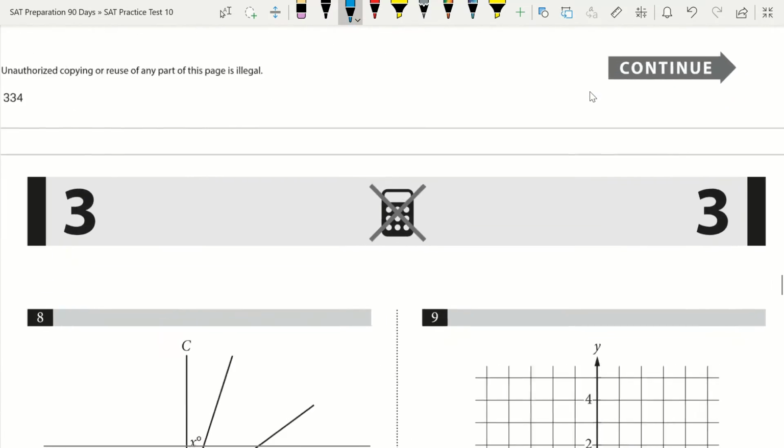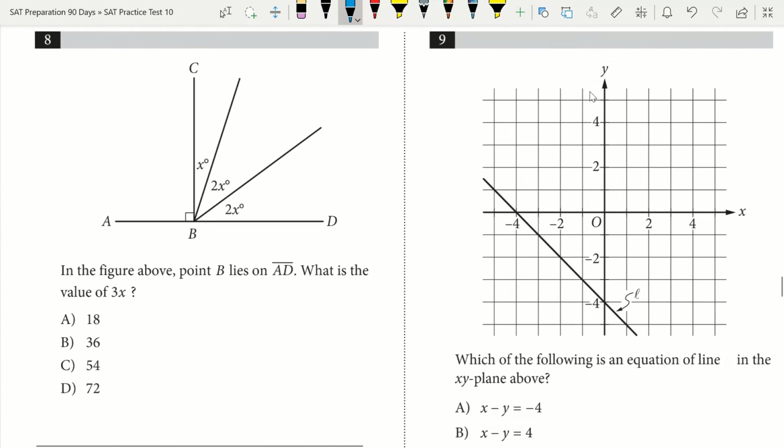All right, moving on. We got question number 8. All right, this one's pretty interesting, at least in my opinion. We've got a figure above, point B lies on AD. What's the value of 3x? All right, big thing here, we want to add all these x values up.